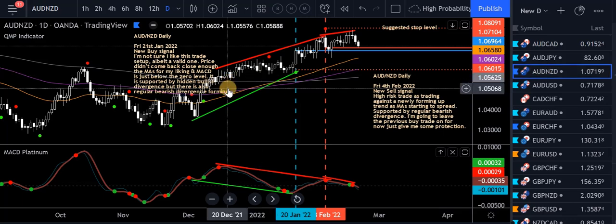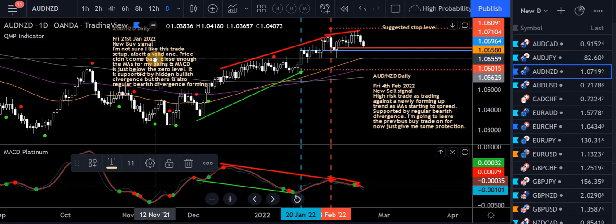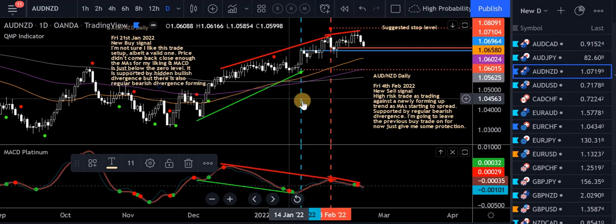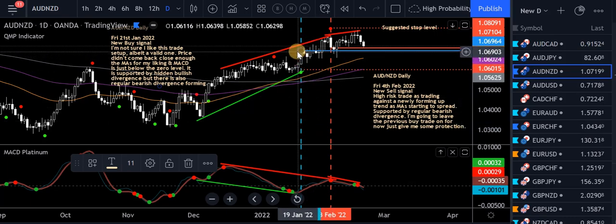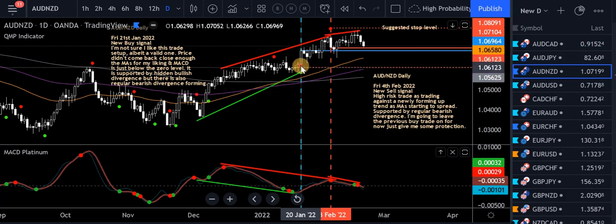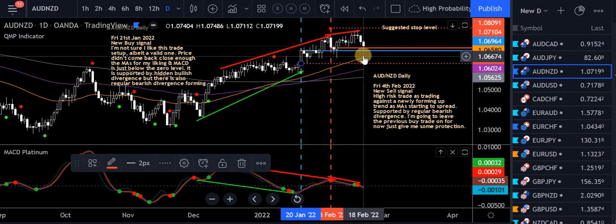Aussie New Zealand. See, this is one that's in two trades and a bit messy, a bit hard to read. Here's your first trade over here. It's a buy from the 21st of Jan. So that's the buy here, and I've left that in play. What I could do is probably bring the stop up a little bit on that buy, so bring it up here somewhere. I like to keep my stops sort of in between the 50 and the 100.